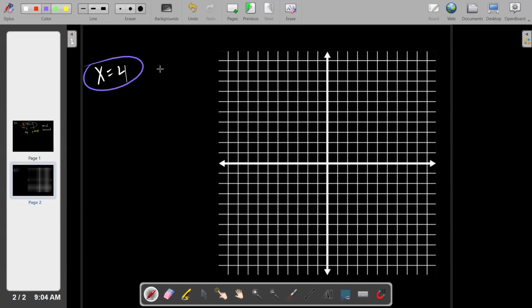Do you hear what I just said? If there's just one variable, it will either be vertical or horizontal. So the question for me becomes, which one do you think this is? Vertical.